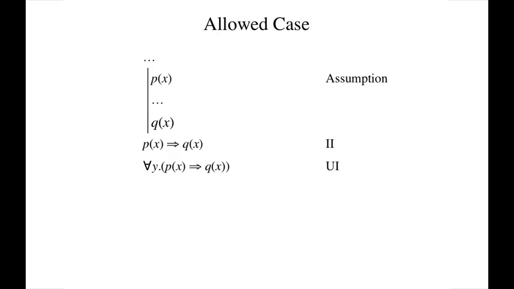If we want to quantify a sentence in this situation, we must first use implication introduction to discharge the assumption, and then we can apply UI. In the example here, we first apply implication introduction to derive the result P(x) implies Q(x) in the parent of the subproof containing our assumption, and then we apply universal introduction to derive for all x, P(x) implies Q(x).